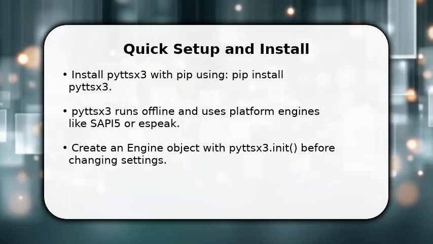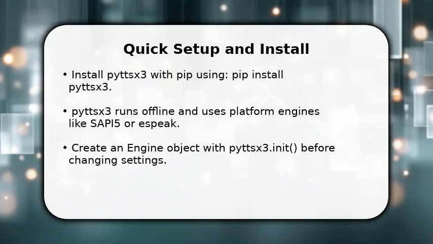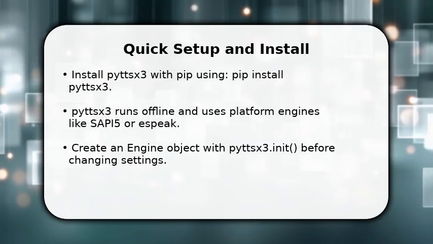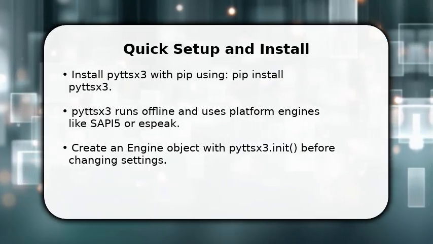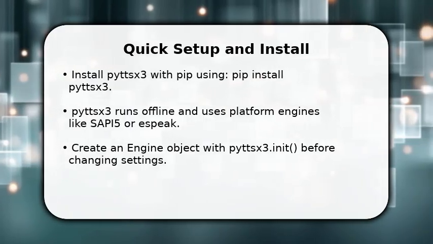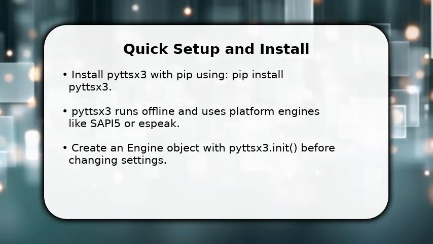Start by installing pyttsx3 with pip using pip install pyttsx3. This package runs offline and uses native platform engines for speech. On Windows it uses SAPI5, on macOS it uses NSSpeechSynthesizer, and on Linux it often uses eSpeak.